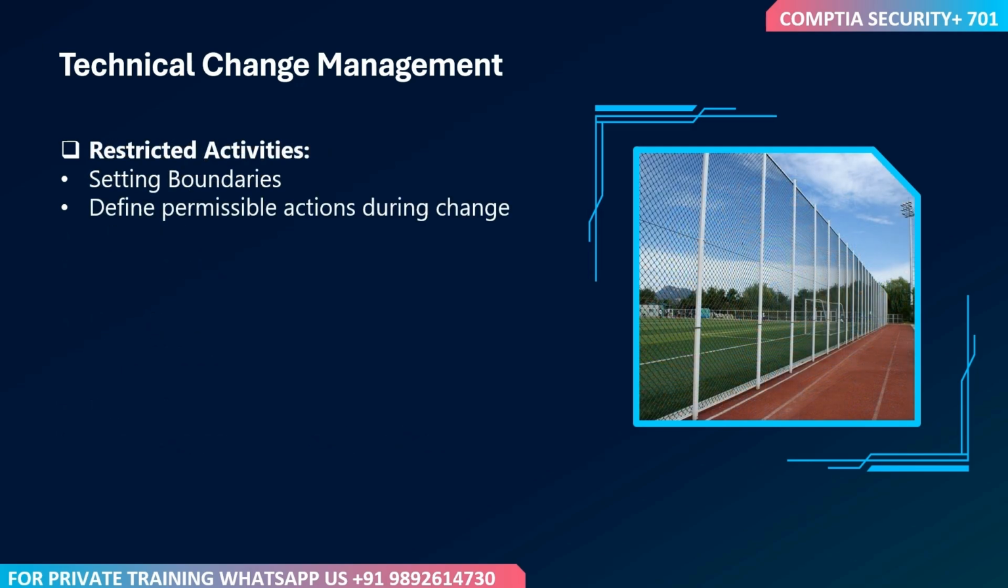Restricted activities, that is setting the boundaries. Just like children are given boundaries to ensure their safety, restricted activities in technical change management define what actions can and cannot be taken during a change process. These restrictions help maintain the stability and security of the system.